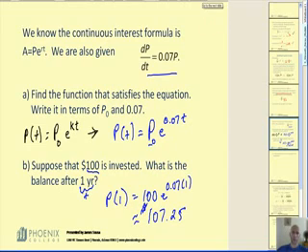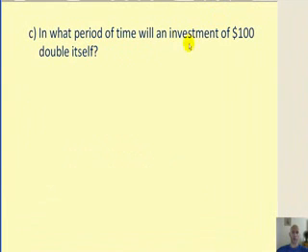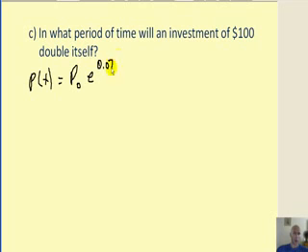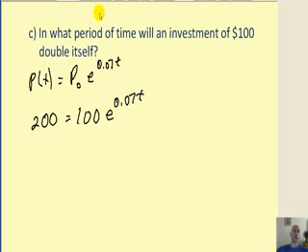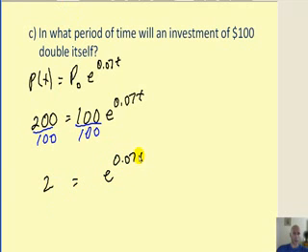Let's take a look at one more question for this situation. In what period of time will an investment of $100 double itself? Here's our function. So if we start with $100 and double it, we would have $200. Our initial investment is still $100. Okay, so to solve this exponential equation, we need to isolate the exponential part. Divide by 100. So we'd have 2 equal to e to the power of 0.07t.